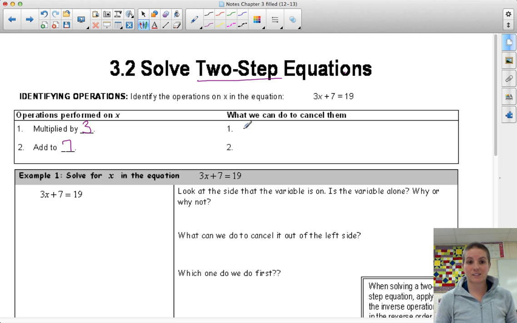What can we do to cancel them? Well, we undo a multiplication with division. So we would divide both sides, right? Whatever we do on the left, we have to do on the right. Divide both sides by 3. And adding 7, we undo with subtract 7 from both sides.